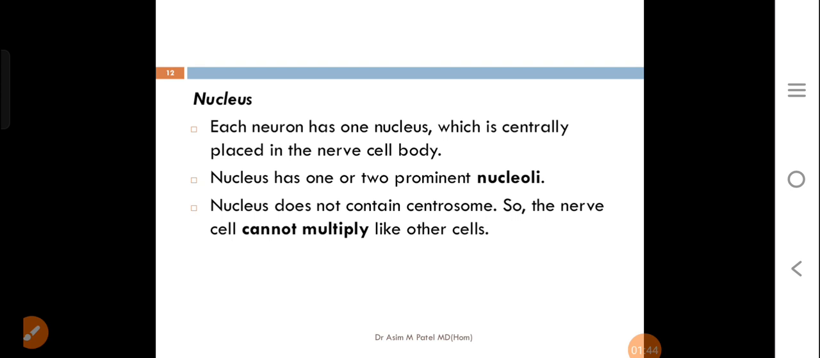Now first one is about the nucleus which is present in the cytoplasm. Usually there is only one nucleus there in the neuron and it is placed at the center. Nucleus has one or two prominent nucleoli, and the specific thing about the nucleus is it does not contain centrosome. So there is no cell division here and there is no multiplication of cells.